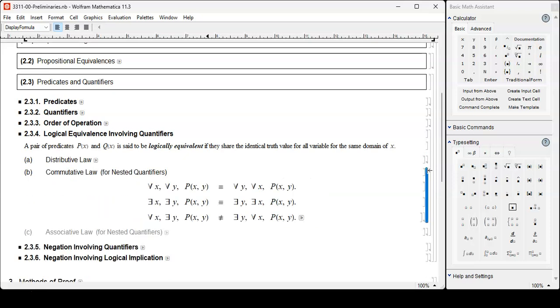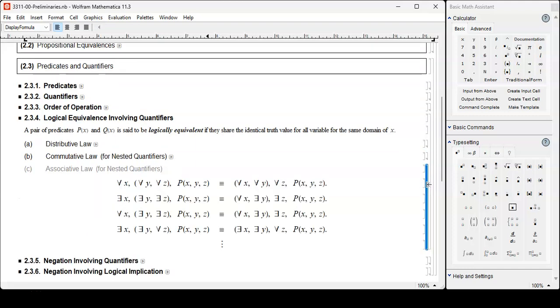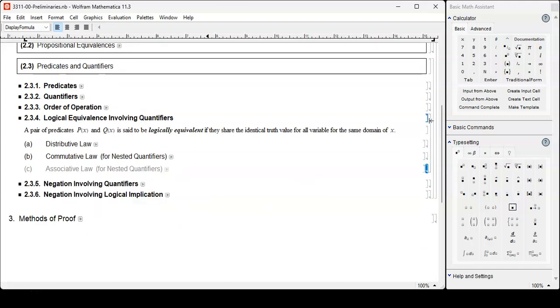Commutative law for nested quantifiers. Universal quantifiers, for all, I can change the order. Existential quantifiers, I can change the order. For all x there exists y versus there exists y and for all x, these are not commutative. And the third one here causes a lot of trouble to analysis students. In number theory, probably not much, but in analysis, this is a big deal, big deal. Associative law, let's not go too deeply into that.